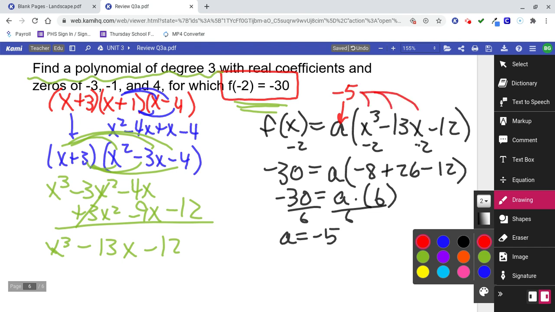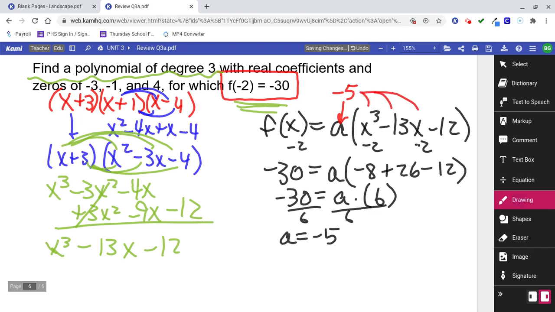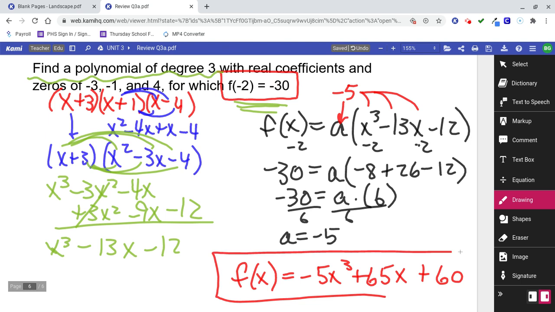So if you think about it, this number right here is negative 5. Let's just distribute. If you distribute, you're going to get f of x equals negative 5x cubed. Negative 5 times negative 13 is plus 65x. And negative 5 times negative 12 is plus 60. Now I have everything I need. I have a polynomial of degree 3 with real coefficients. And also I've got this quality that if I plug in negative 2, I'm going to get negative 30.